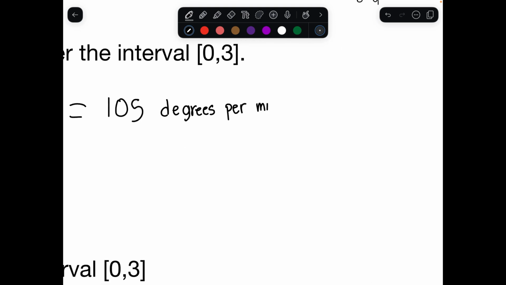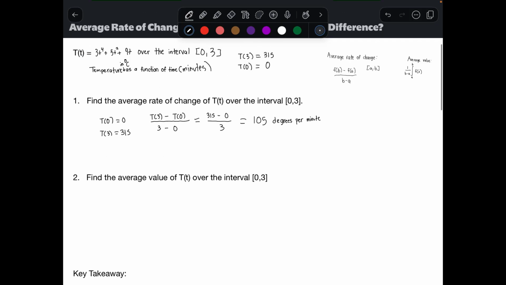So this basically means that the average rate of change of T of t over the interval is 105 degrees per minute. This is basically saying that T of t is changing at 105 degrees per minute over the interval 0 to 3. So average rate of change, just think of how fast something is changing over an interval. In this case, how fast the temperature is changing over the interval 0 to 3. It is changing at 105 degrees per minute. That's all you need to know for average rate of change.